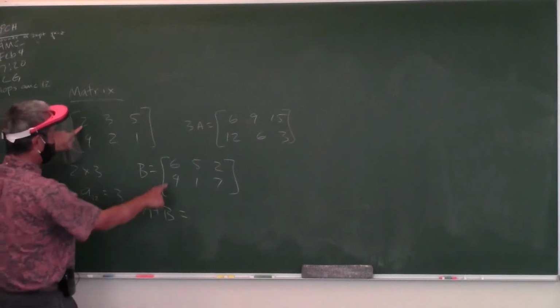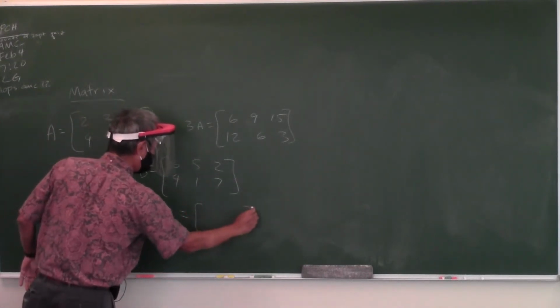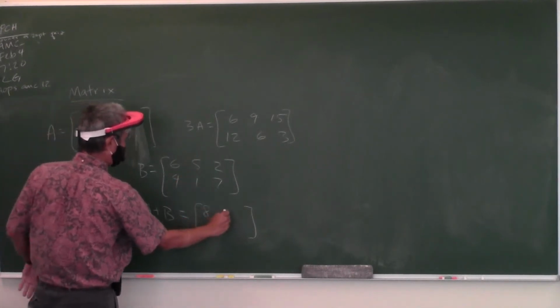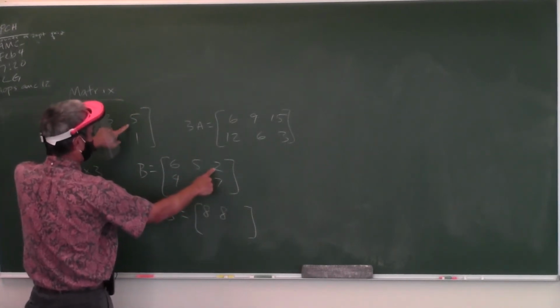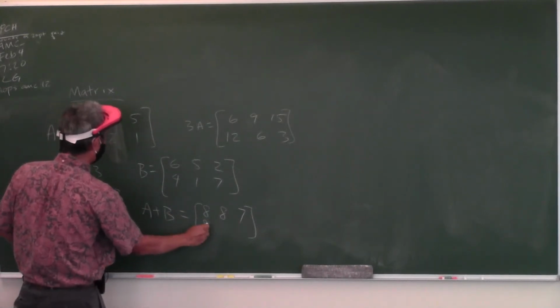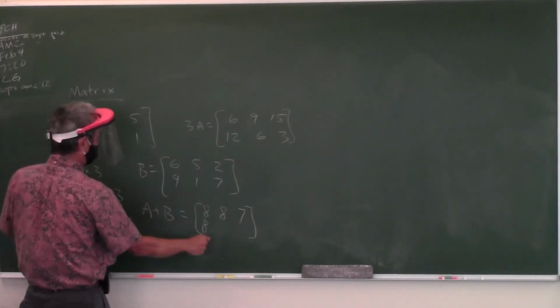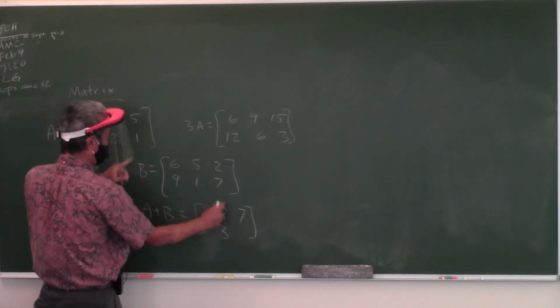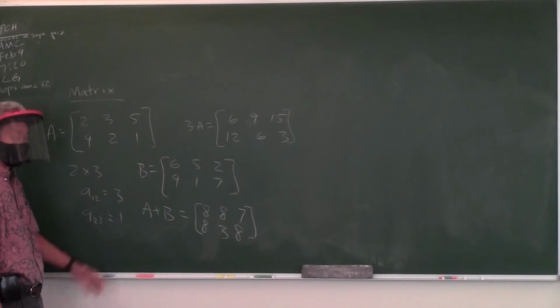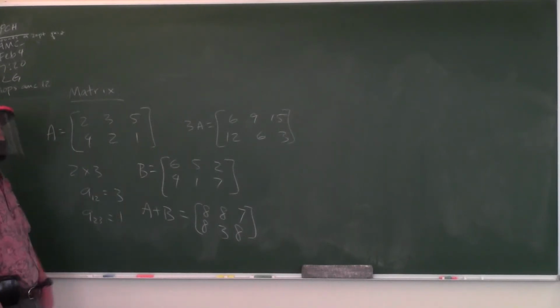So 2 plus 6, 8. 3 plus 5, 8. 5 plus 2, 7. 4 plus 4, 8. 2 plus 1, 3. 1 plus 7, 8. That's how you add matrices. It's very, very simple. What about subtracting?